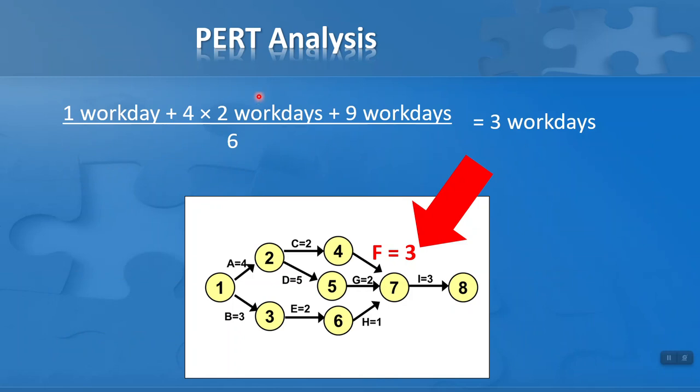So now, with my formula giving us a PERT weighted average of 3 work days, I'm in a position to put a duration for task F on my diagram. So I haven't put down 1, I haven't put down 2 or 9, I put down 3 work days based on the PERT analysis.